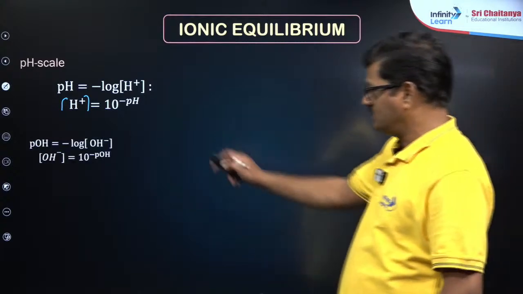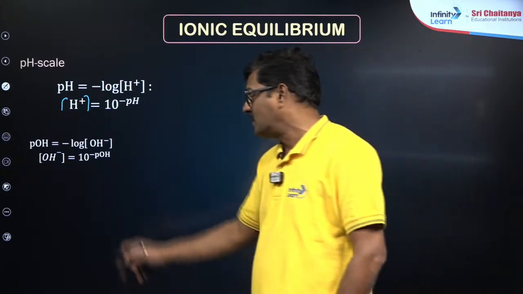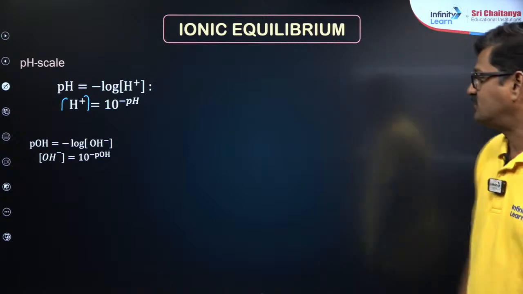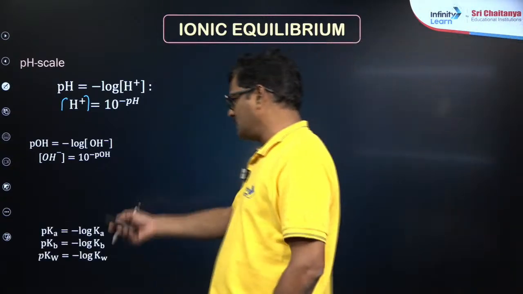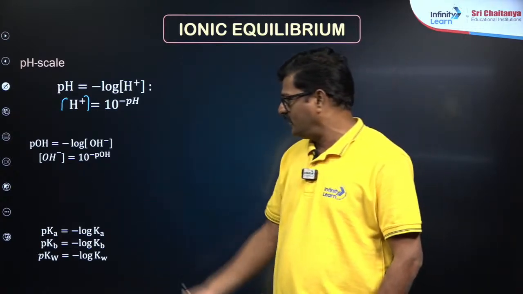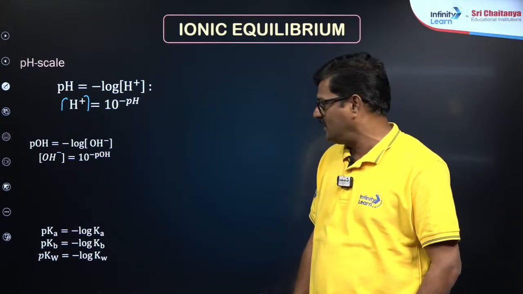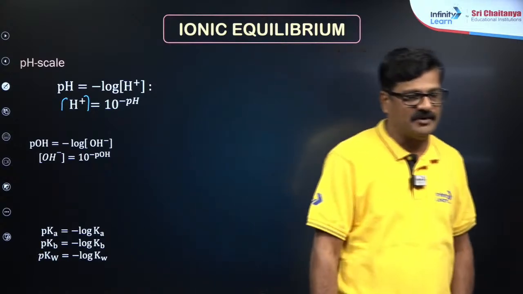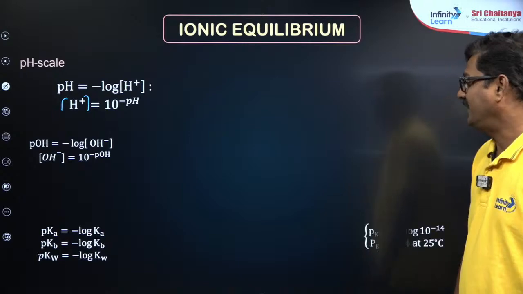Similarly, pOH is equal to negative logarithm to the base 10 of OH minus ion concentration, and OH minus ion concentration is equal to 10 to the power of minus pOH. And also pKa is equal to negative logarithm to the base 10 of Ka, and pKb is equal to negative logarithm to the base 10 of Kb, and pKw is equal to negative log to the base 10 of Kw, which is equal to 14 at any temperature.